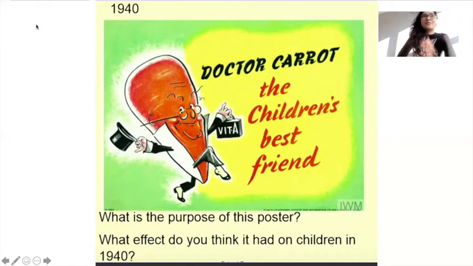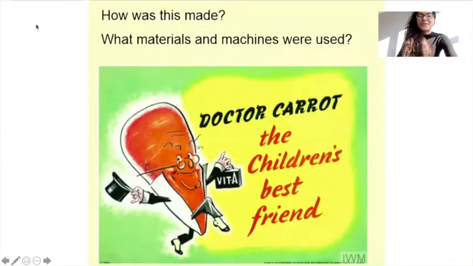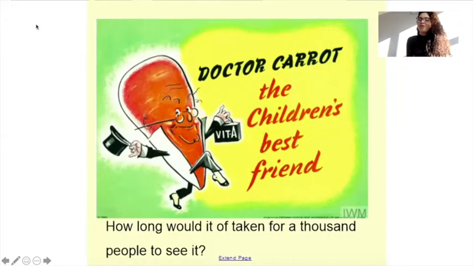Now remember, that was years and years ago. How many years to be precise? That was 60, 70, 81 years ago? A long, long time. What I also would like for you to think about is, how was this made? What did they use? What materials and machines did they use to create this poster? How long do you think would it have taken for 1,000 people to see this poster?